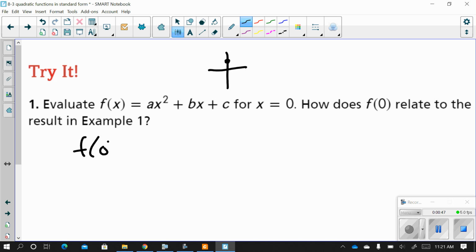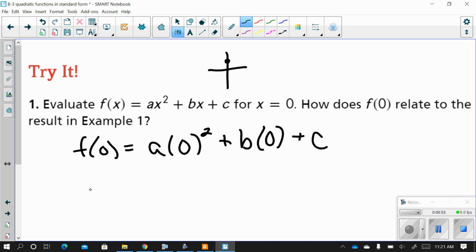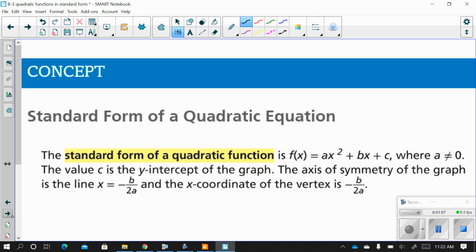So f of 0 is equal to a times 0 squared plus b times 0 plus c. Well, 0 squared is just 0, and 0 times anything is just 0, so that term's gone. B times 0, that's gone. So it's just c. That is why c is the y-intercept. So standard form of a quadratic function is f of x equals ax squared plus bx plus c, where a cannot be 0. The value c is called our y-intercept.